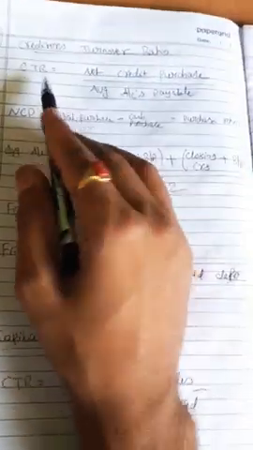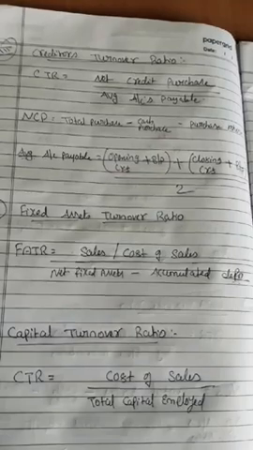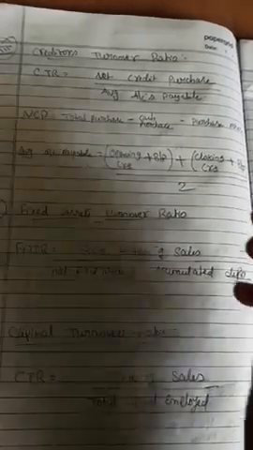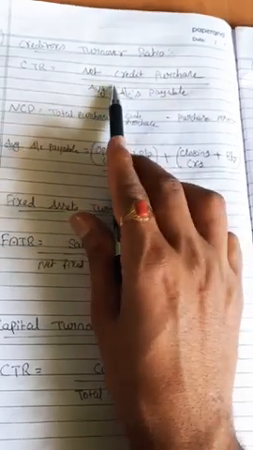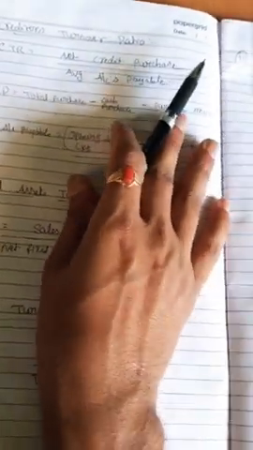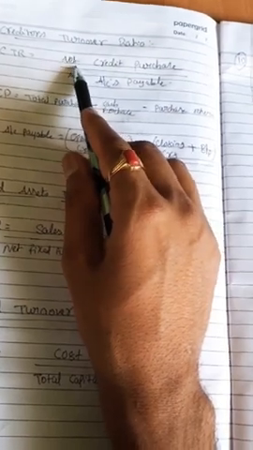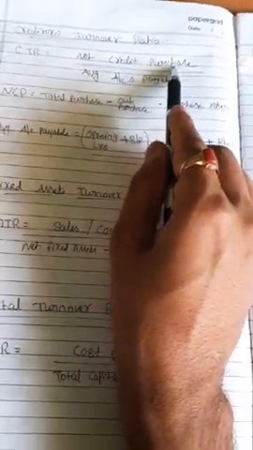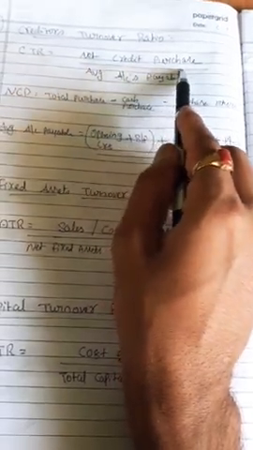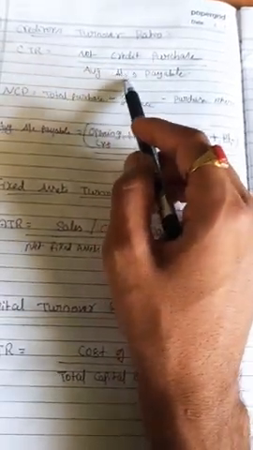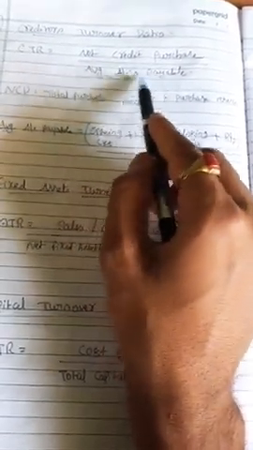Now let us see the formula. Creditors turnover ratio equals net credit purchase divided by average accounts payable. So here you can compare with the debtors turnover ratio, where it was net credit sales, but for creditors it is net credit purchase. And average accounts payable for your creditors, whereas for debtors it was average accounts receivables.